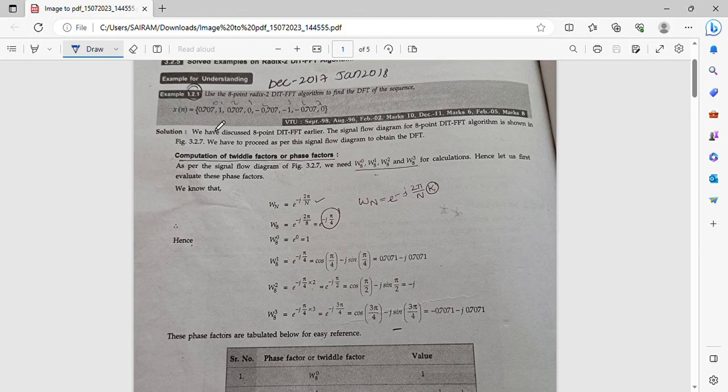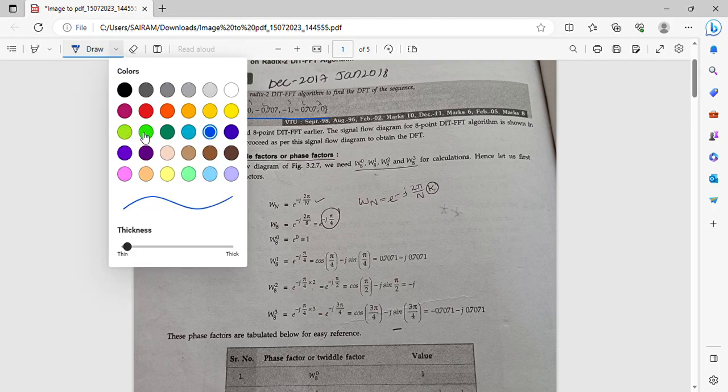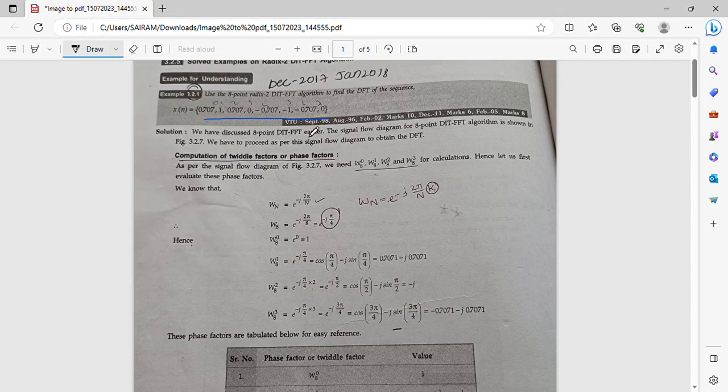0.707, 0.707, minus 0.707, minus 1, minus 0.707 and 0. So this is the given question, right? And I guess it was asked in December 2017 and January 2018. I guess I've written that there.